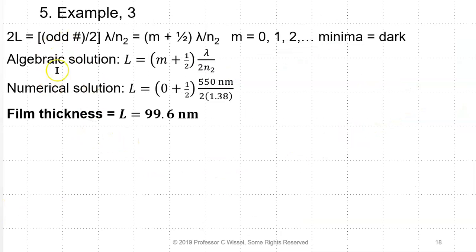Okay, so for example number 3, we want 2L equals (m plus 1/2) lambda divided by N2. The algebraic solution of that, we're only interested in, will be this: L equals (m plus 1/2) lambda over 2N2. Now we can stuff in some numbers. We want the 0th order, so we say m equals 0, and then just the rest of it just comes along. And of course, here's the 550 nanometers, and here's N2 of 1.38. It turns out it's 99.6 nanometers. That's how thick that film has to be to block this bluish green light.